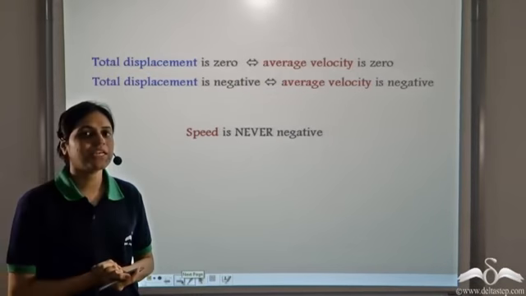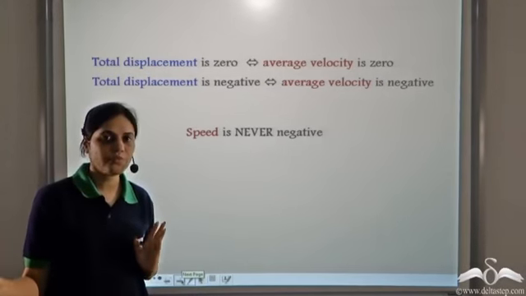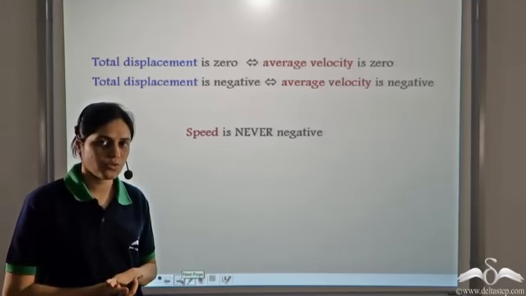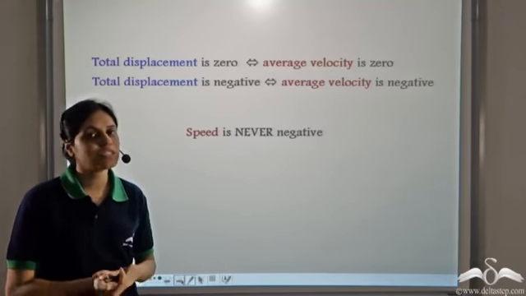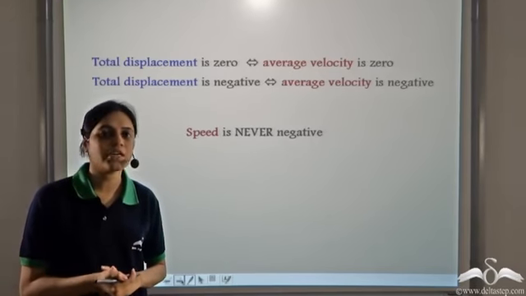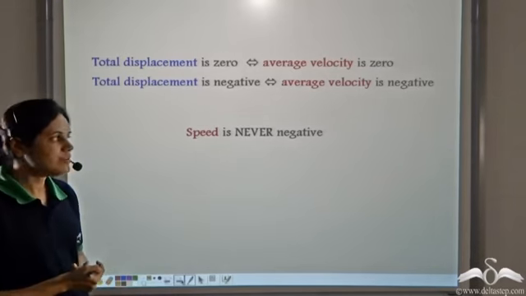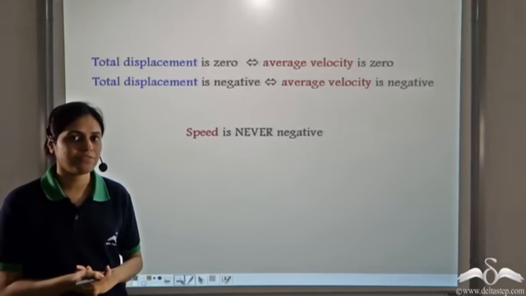So, we have seen that if total displacement is 0, the average velocity is 0. If total displacement is negative, the average velocity will be negative because time taken cannot be negative. However, speed is never negative.